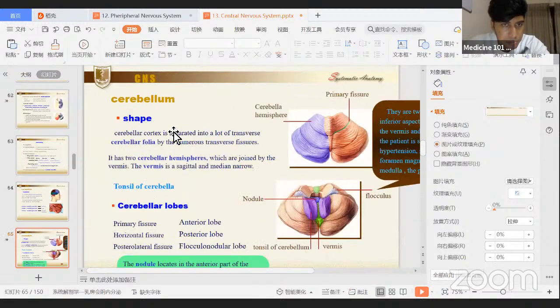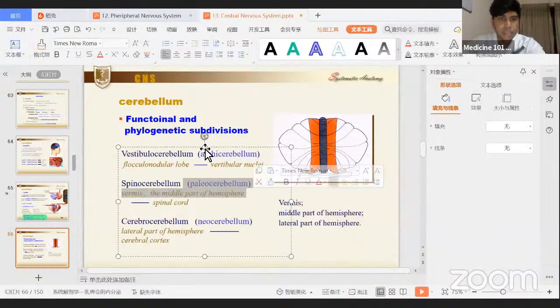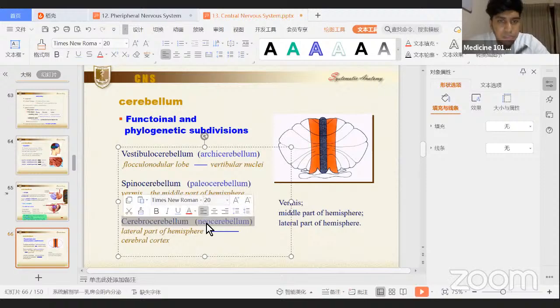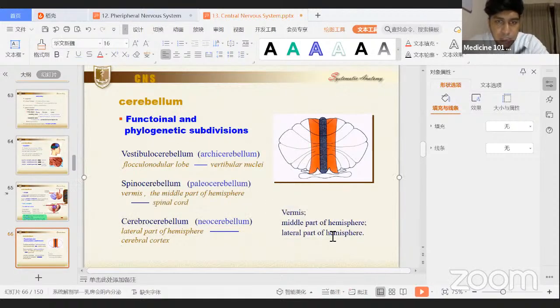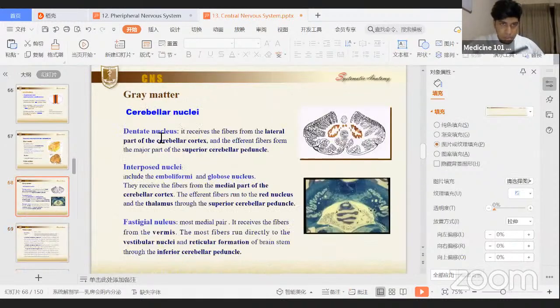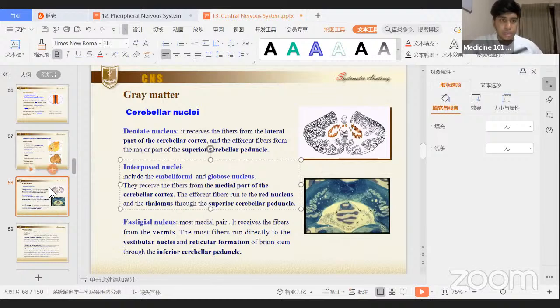Here are the cerebellum structures. Vermis, cerebellar hemispheres, flocculonodular lobes. Here are the three names. Cerebrocerebellum, the lateral part of the hemisphere. I just drew and showed that. Then the spinocerebellum, the middle part of the cerebellum and the vermis. You need to know these names. All of these names you need to know. Neo means neo. Cerebellum, the dentate nucleus, fastigial and interposed.